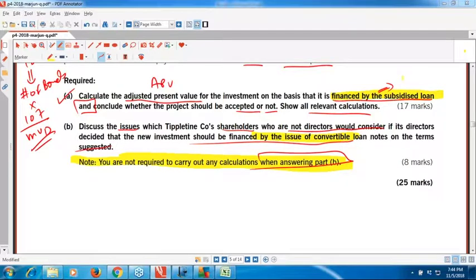Okay, now next. This part B of the question is worth 8 marks in this scenario. But generally, if you look at the AFM paper, approximately 50-55% of the paper is based on the theoretical aspects, and students tend to miss out on those. Now, let's talk about what the examiner is asking. It says discuss the issues which Tipletine shareholders who are not directors would consider if its directors decided that the new investment should be financed by the issue of convertible loan notes on terms suggested.